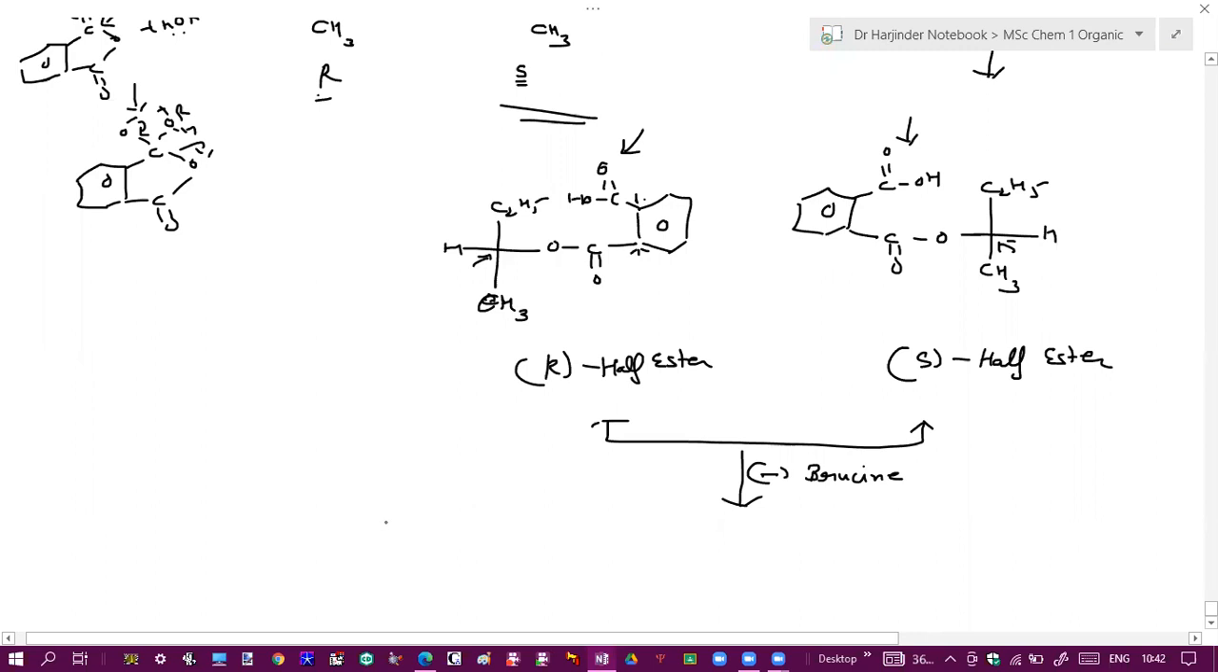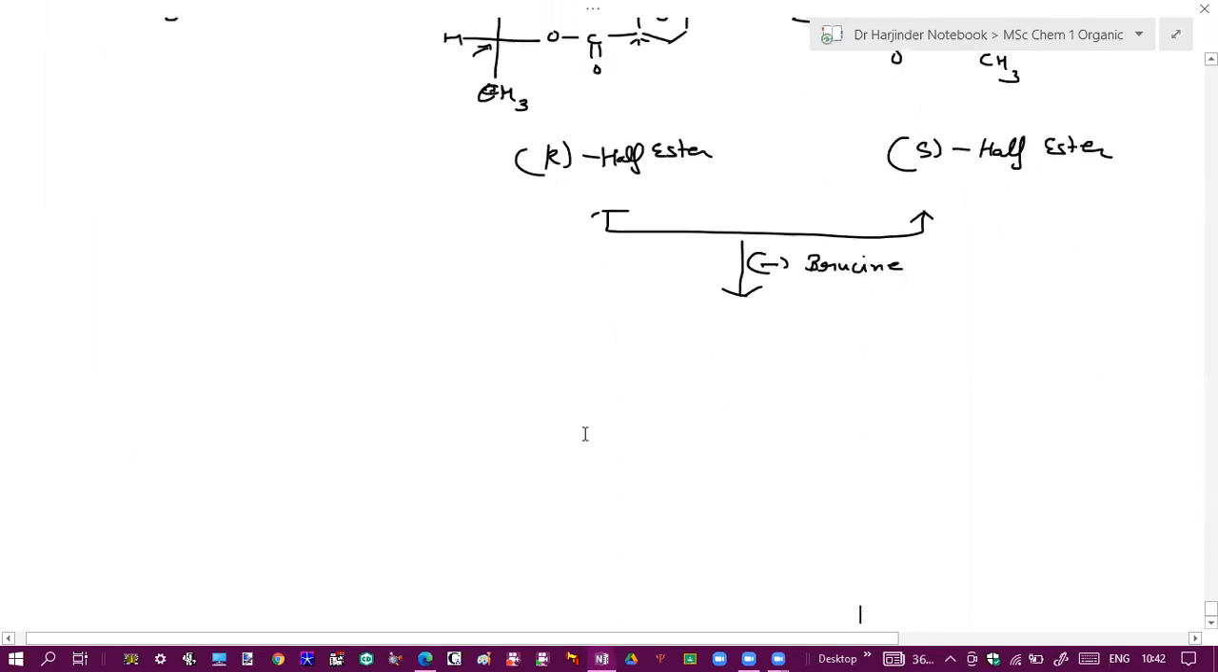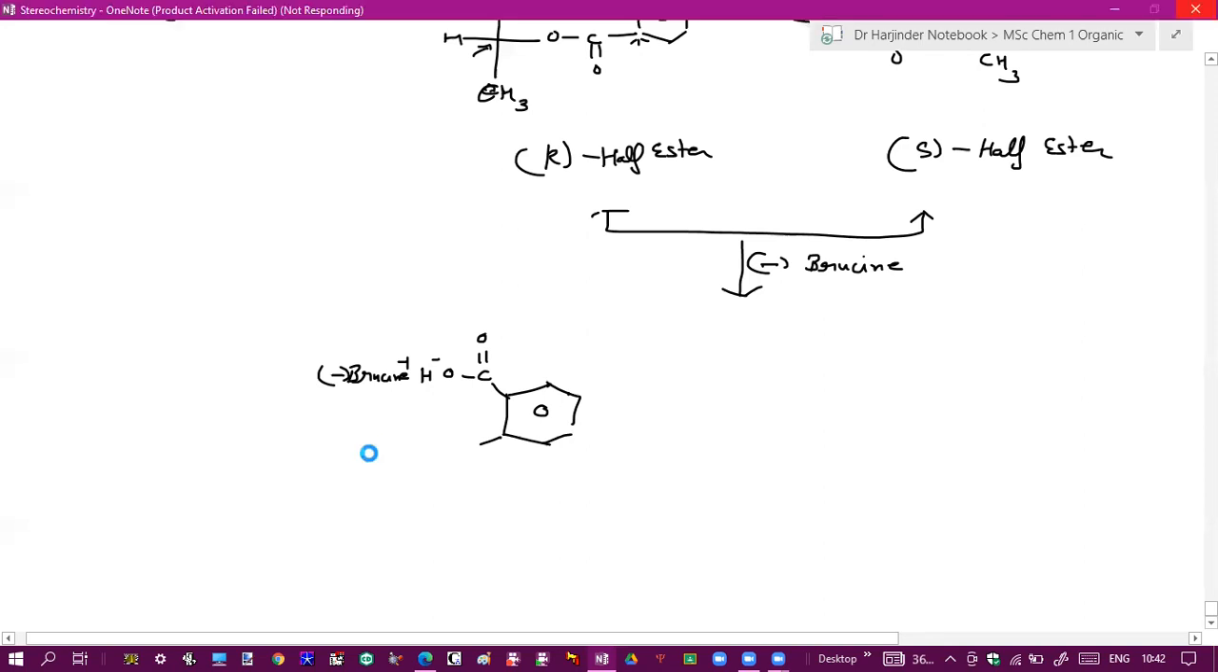Now, this brucine will react at which point will it react? How will brucine react? It will react with the carboxylic group. So here it will react over here, it will become H brucine positive, with the negative minus. And on the bottom side it will remain same.